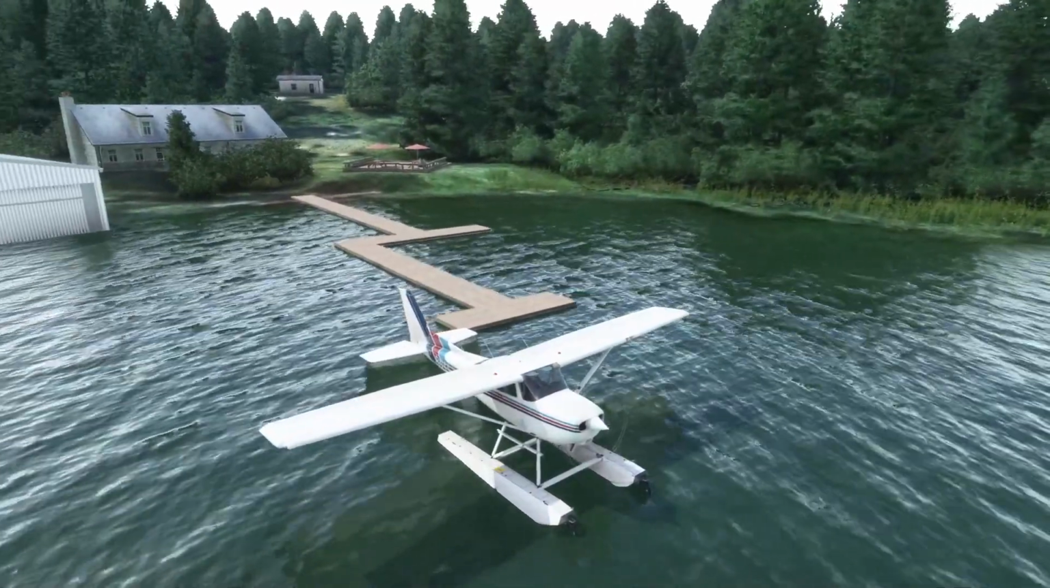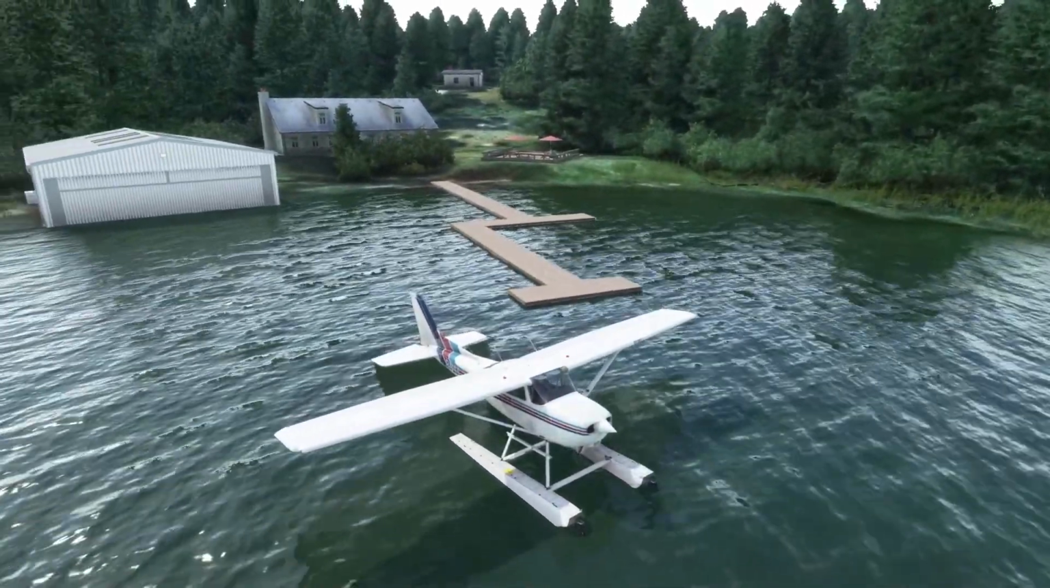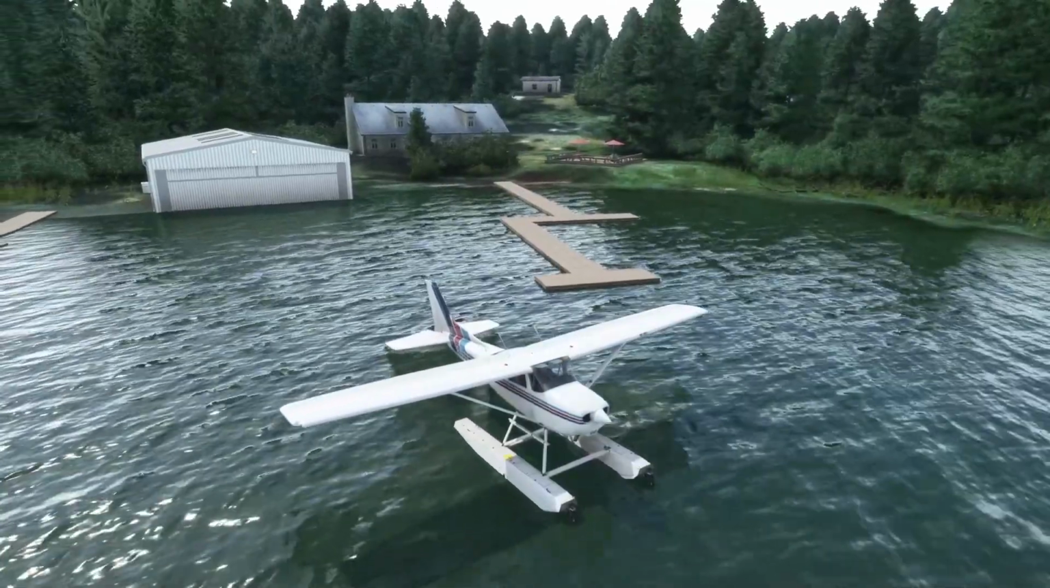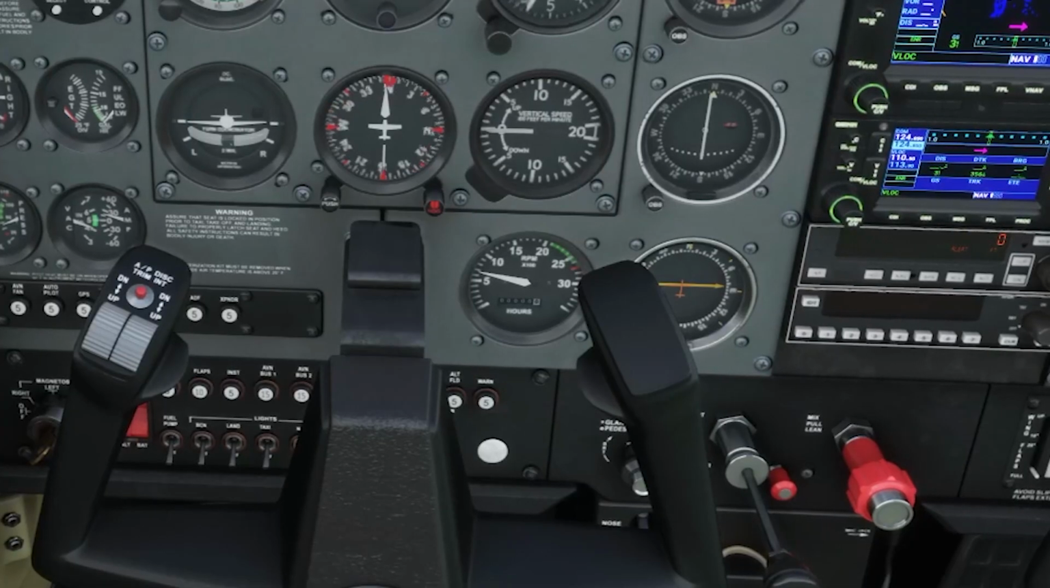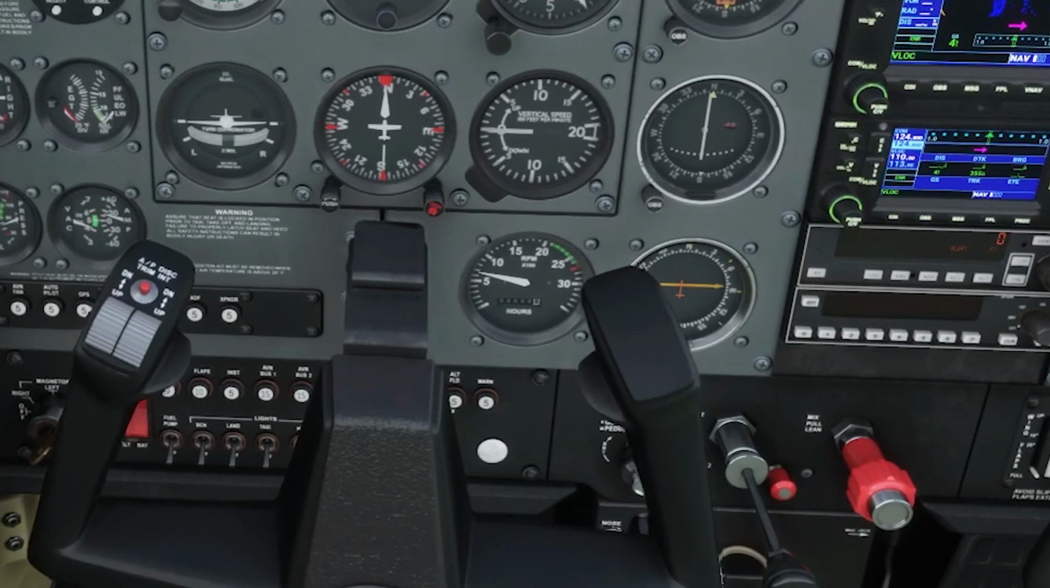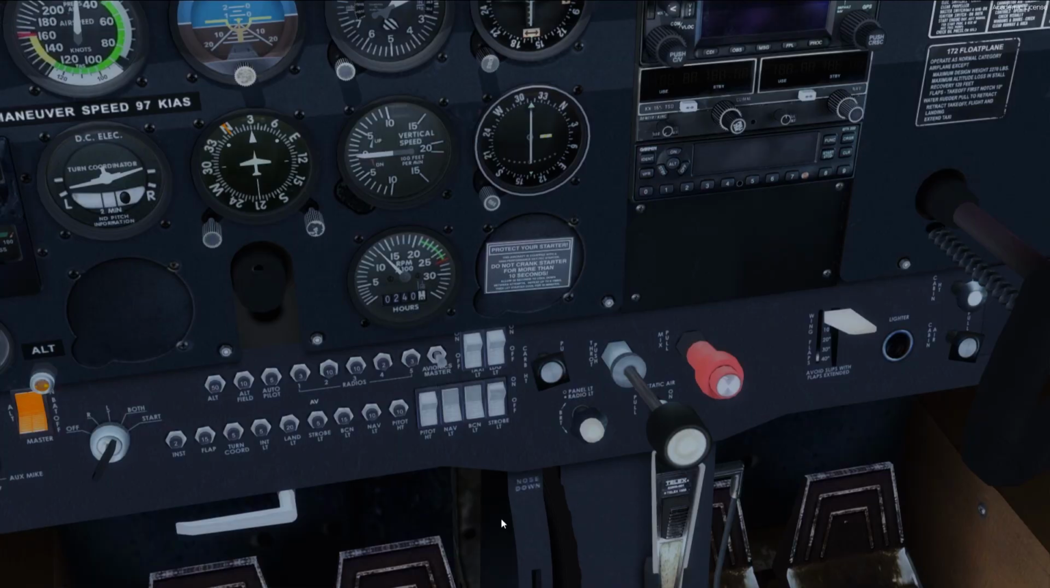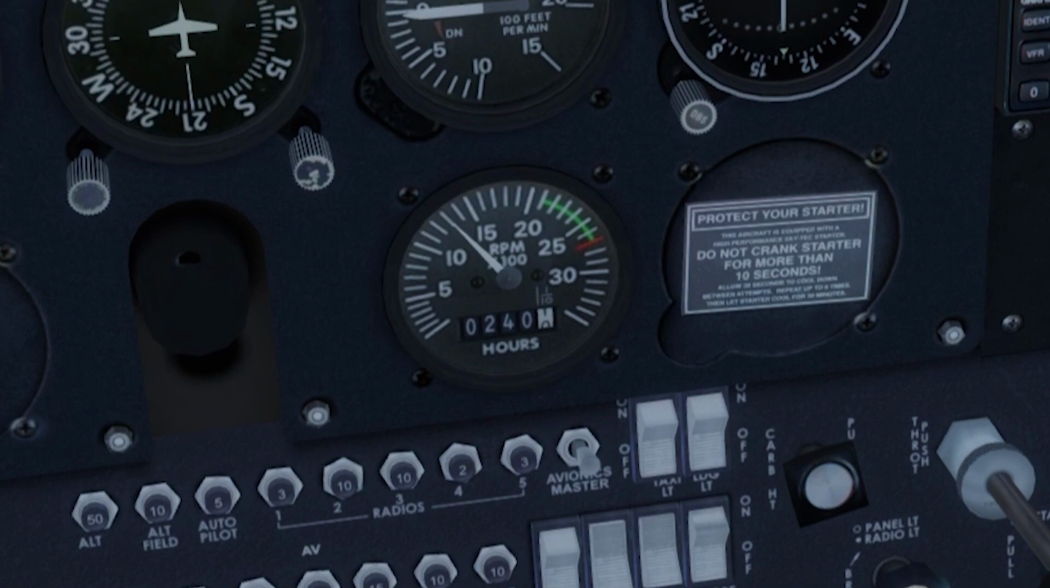And look at that. At idle power, I'm already moving across the water. Now, jumping into the cockpit here, as you can see, this aircraft idles at about 700 RPM, which is 100 RPM higher than the real 172 in the previous video. And obviously it's a lot lower than the 1300 RPM required to just start moving in Prepar3D.